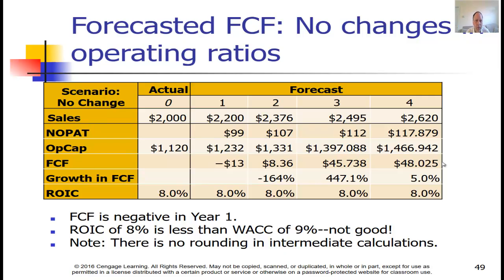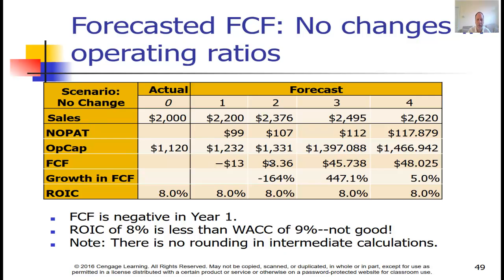Free cash flow is going to be NOPAT minus the change in operating capital. So the minus 13 is $99 minus the change in these two. So 1,232 minus 1,120 is $112. And if we take 99 minus 112, we get minus 13.